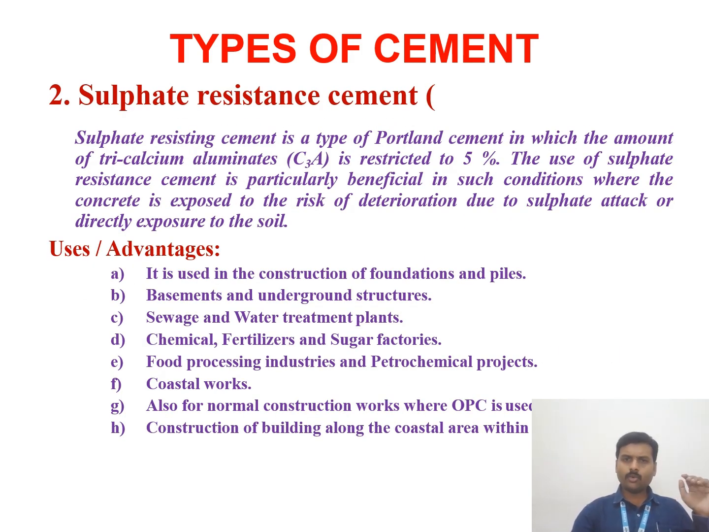Sulfate resisting cement is one type of Portland cement made by using tricalcium aluminate with a percentage of 5%. Mainly it is used in conditions where there is more chance of sulfate attack. Sulfate is an impurity which is present mostly in the soil. In such areas, when we use this kind of cement, it is highly resistant to sulfate attack. Some of the advantages: it can be used in the construction of foundations and piles, basements, sewage and water treatment plants, chemicals, fertilizers, sugar factories, etc.